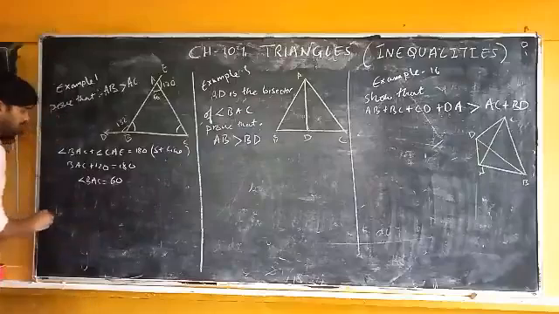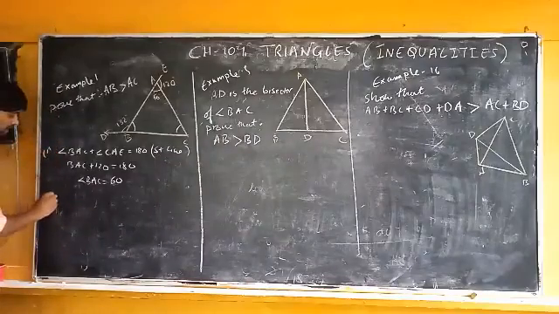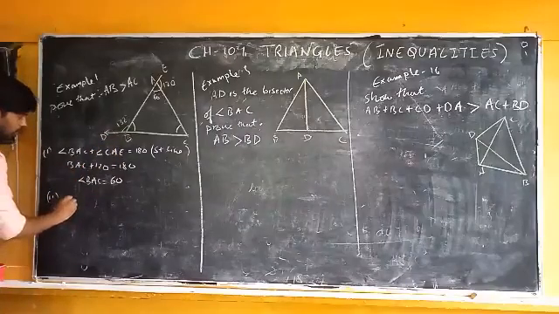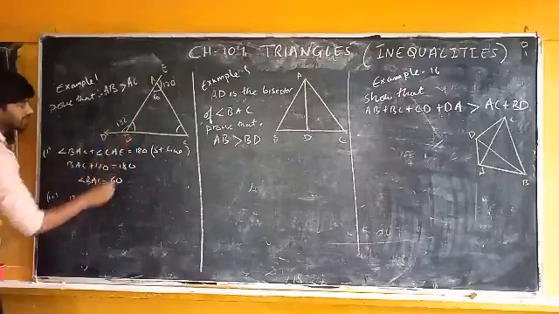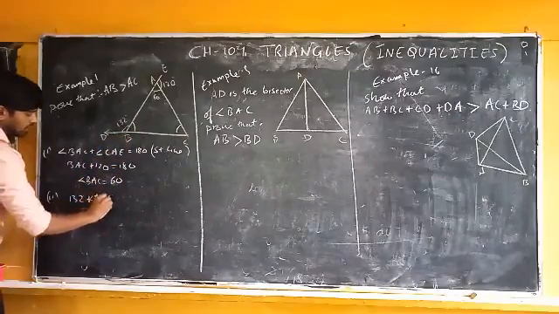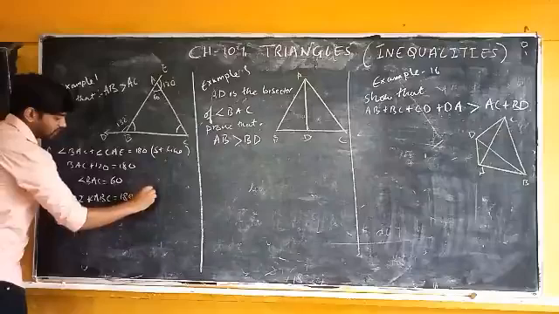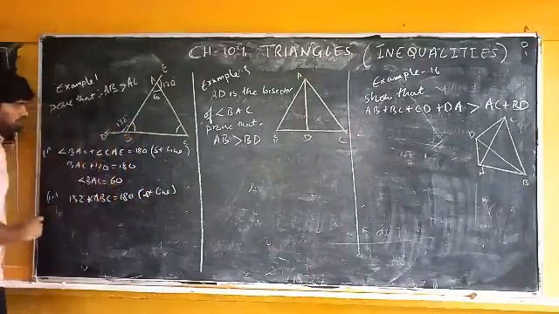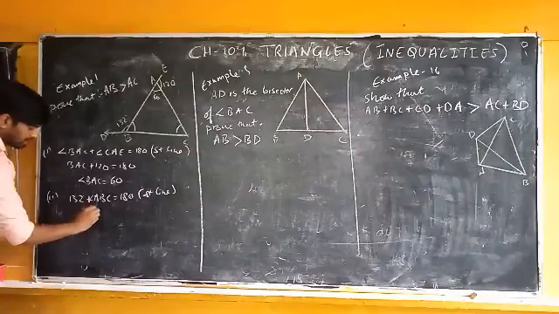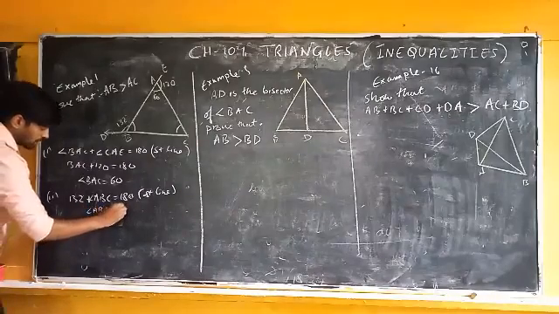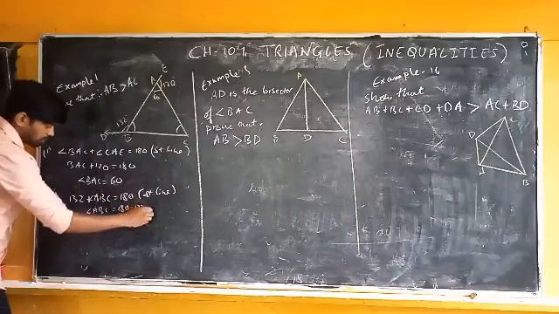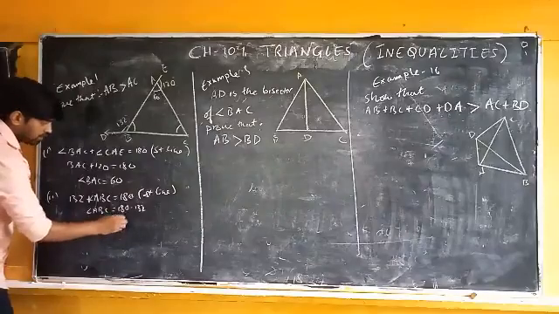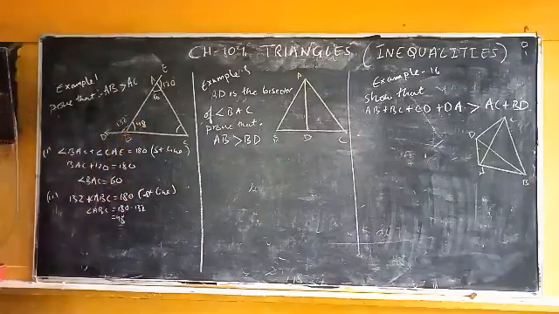Then the second thing I will be finding is this angle. This angle is 132, plus this angle, that is ABC, equals 180 degrees. Again a straight line. This angle plus this angle equals 180 degrees. Now angle ABC equals 180 minus 132, that is 48. So this is 48.